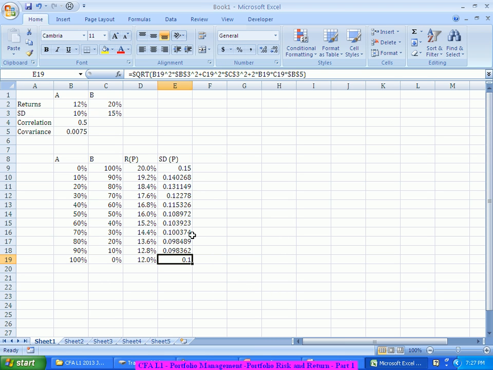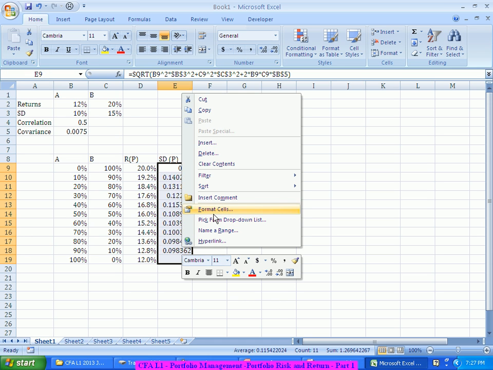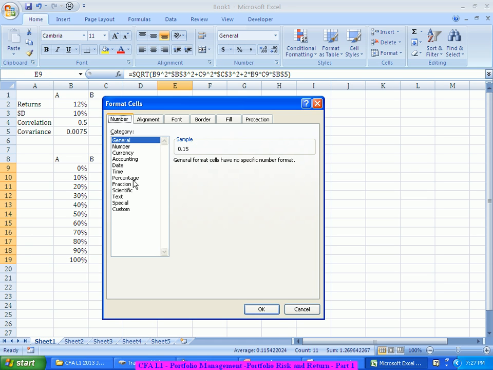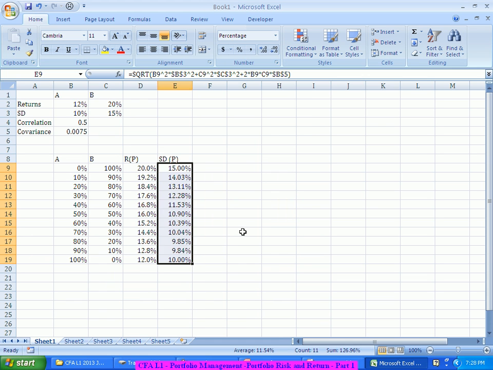But in this process, look at it. Let me just change the format of it. Now you see, there are times when the standard deviation has actually come to 9.84%, which is lesser than the standard deviation of any of them. So which means I can reduce the risk compared to investing individually in each of the securities.